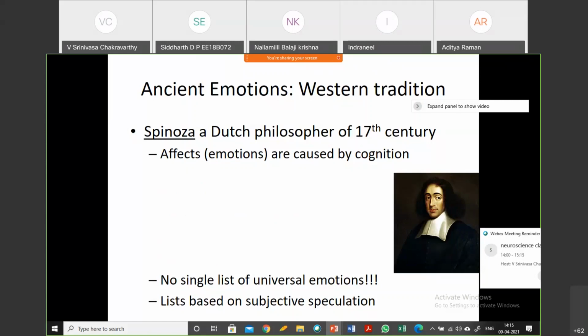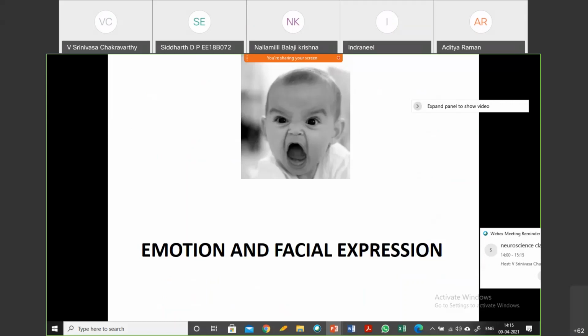So again, he didn't give any list of emotions, but also if you look at the previous lists, there's no universal or standard list of emotions. Each author or each thinker, based on that person's experience and insight, gave a list of emotions which kept varying from person to person.